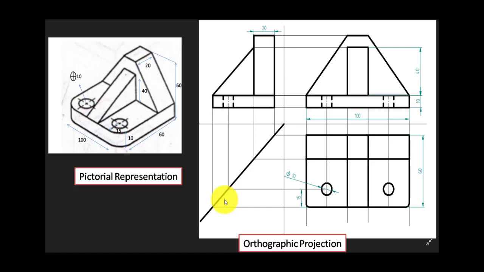So hello everyone. In this session we are going to create a three-dimensional machine part in the SolidWorks software using the dimensions given in the two-dimensional views. So correspondingly we are going to create the three-dimensional view of this image right now.